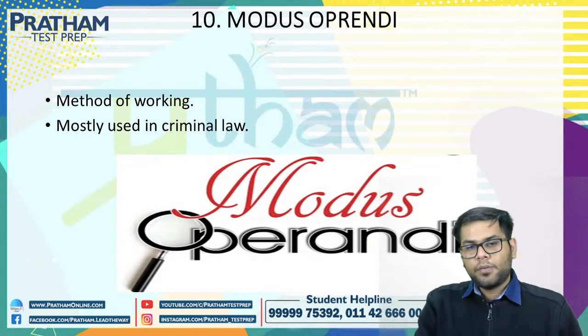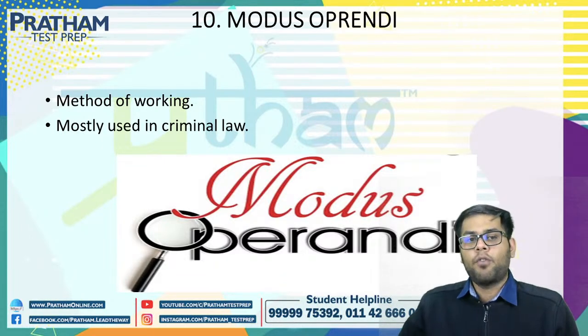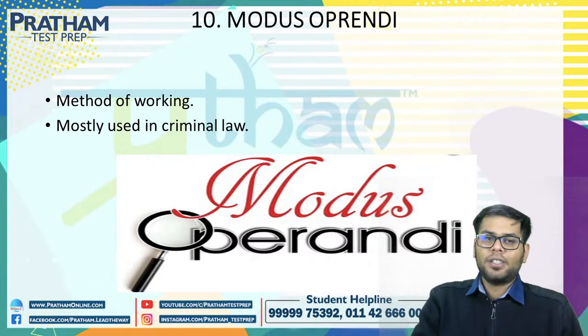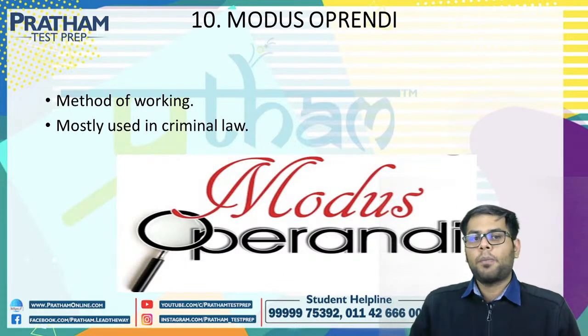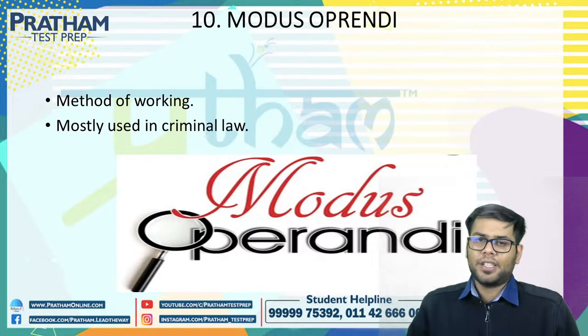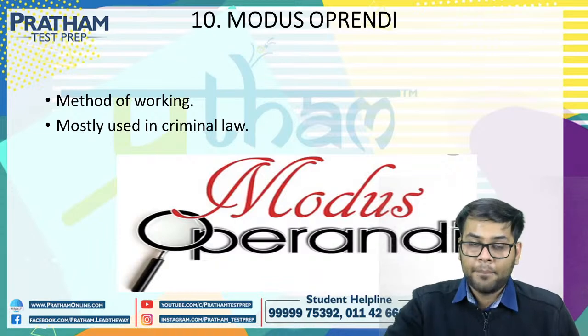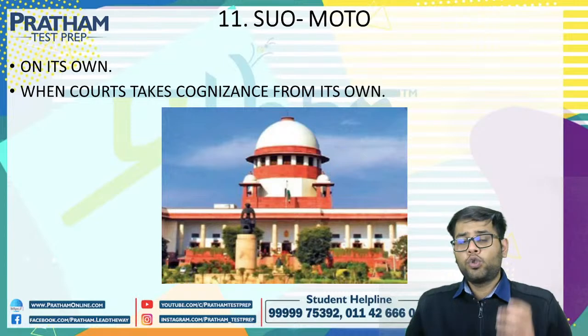So the police will first find the modus operandi. They will always say that the modus operandi of the crime was such and such, right? Why is that? Because it is the method of how the crime was committed. That's why the term modus operandi becomes very important in criminal law. But it is also a term that is used in civil jurisdictions and other jurisdictions also, like administrative law. But you'll find the most usage of it in criminal law only. Now, coming to the next term, suo motu.